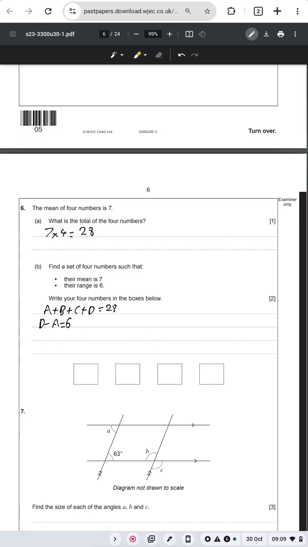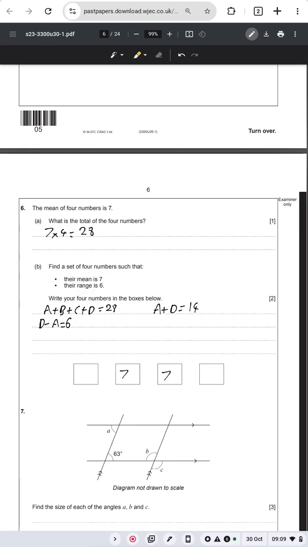Okay, so they don't say that these numbers have to be different from each other. So I'm going to start off by just putting 7 in these middle 2 numbers, which means that the middle 2 numbers total 14. So B plus C is 14, which means that A plus D must also equal 14.